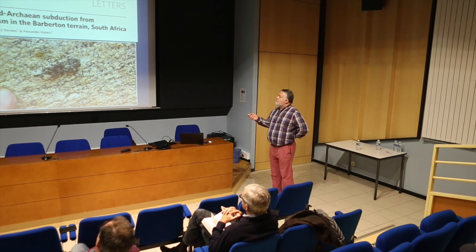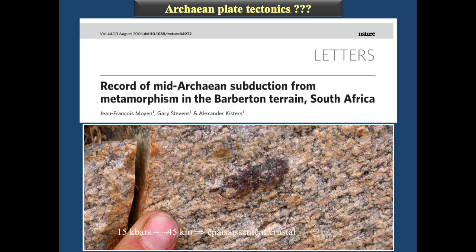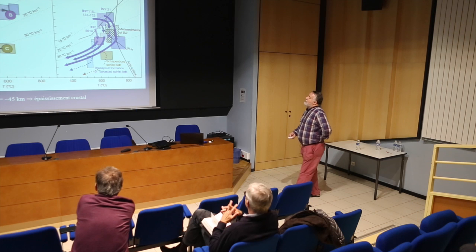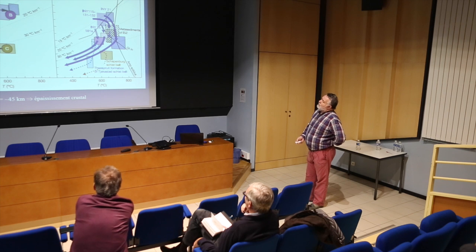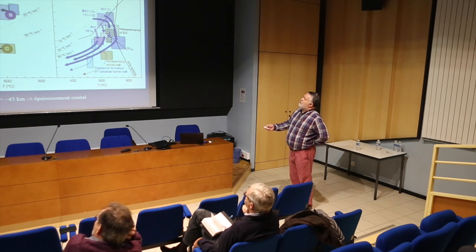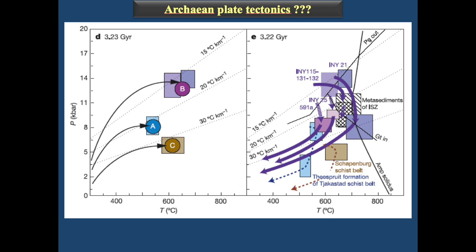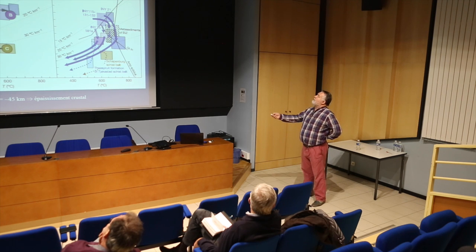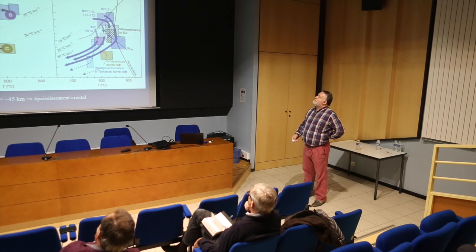Another argument is based on a study of the association between amphibole and garnet here. Using this as a barometer, the people who studied this concluded that the pressure of emplacement of these rocks was about 14 or 15 kilobars. That means 45 kilometers thickness, which for the Archean crust could represent crustal thickening. So they conclude that we have crustal thickening at 3.2 here in these rocks.